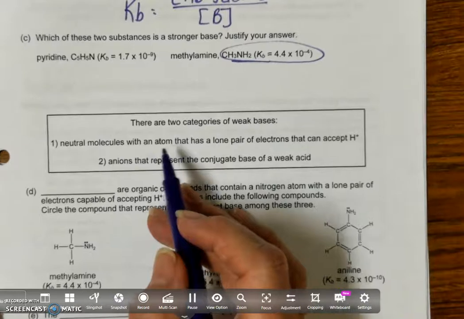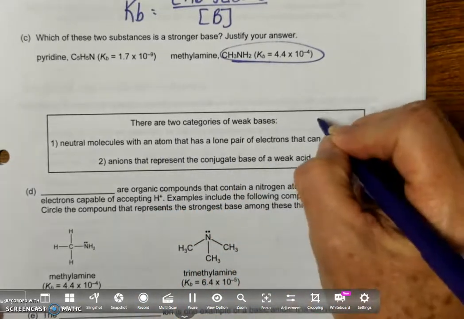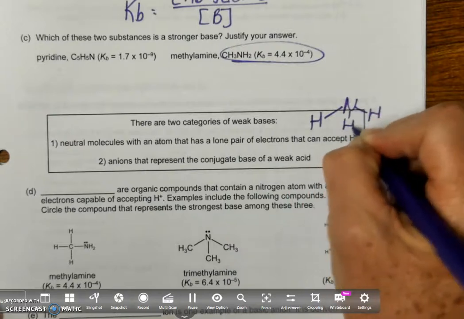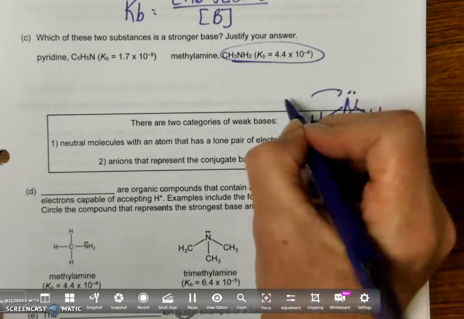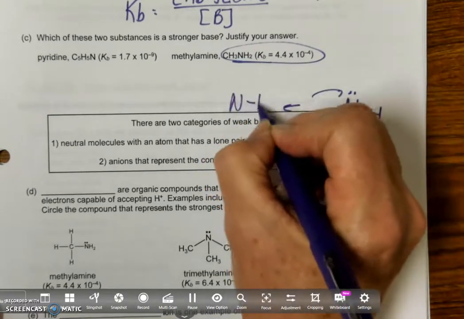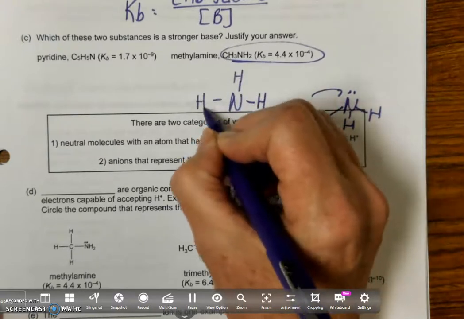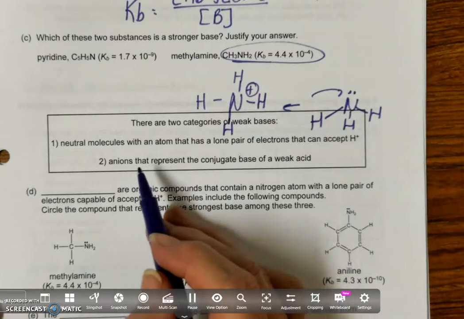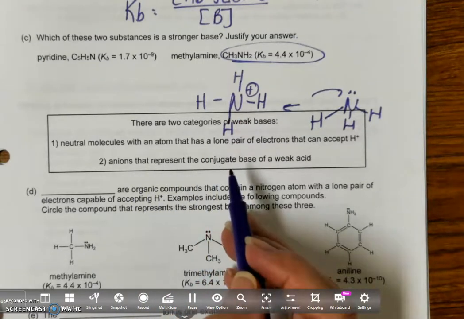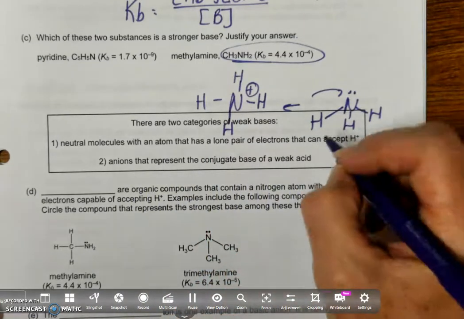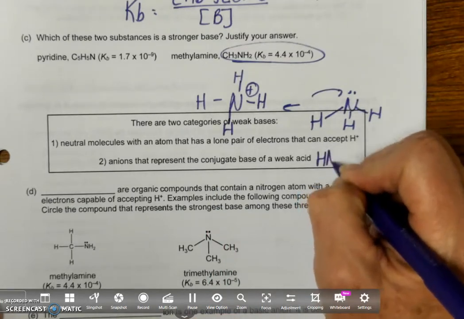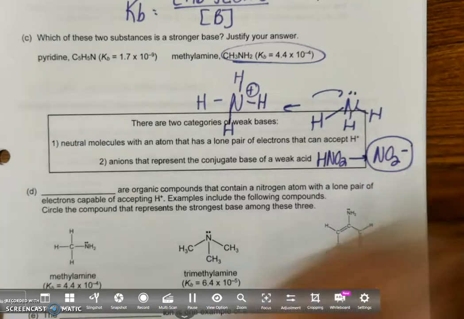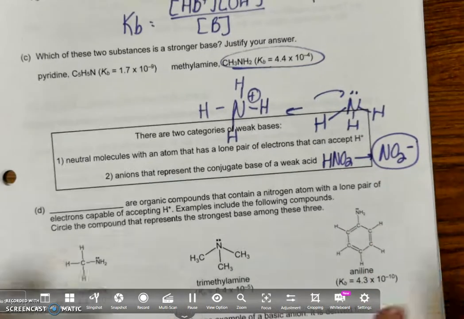Now, there are two categories of weak bases, and we've talked about this before. Neutral molecules with an atom that has a lone pair of electrons that can accept an H+. That's going to be something like ammonia, where I can accept that, and when I do that, I make ammonium ion. We also have anions that represent the conjugate base of a weak acid. For instance, when HNO2 goes to NO2-, that is now a base. So we've got those two different types.